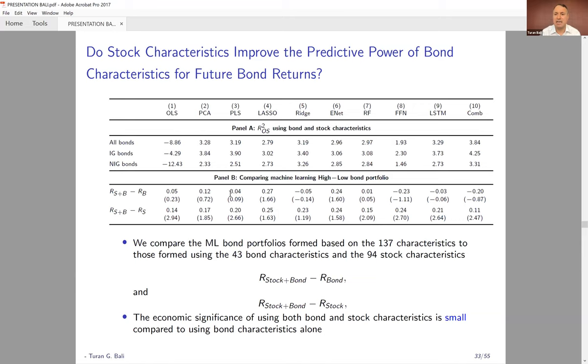So there is this segmentation. Stock characteristics alone, they predict future bond returns. But when we combine them, 43 bond characteristics plus 94 stock characteristics do not add much to the predictability of future bond returns. This is the main takeaway from this table, okay?